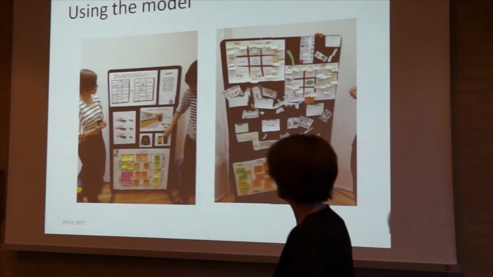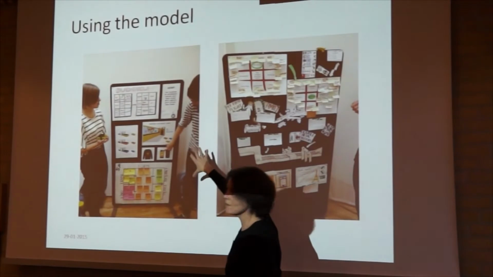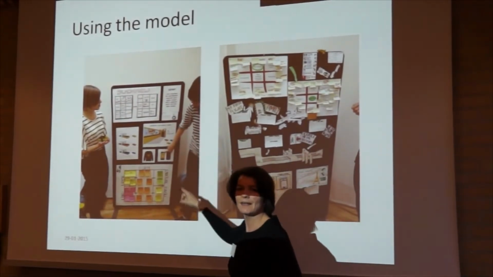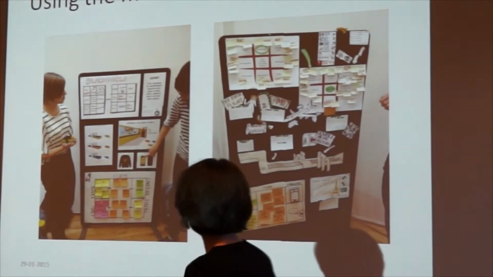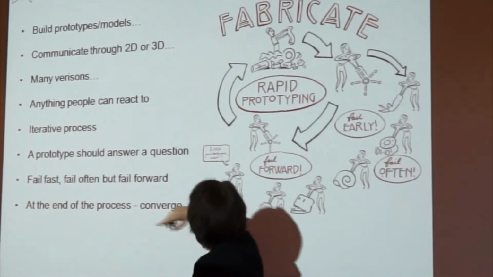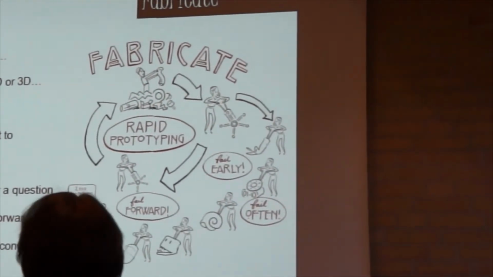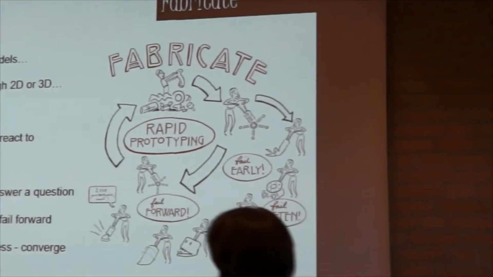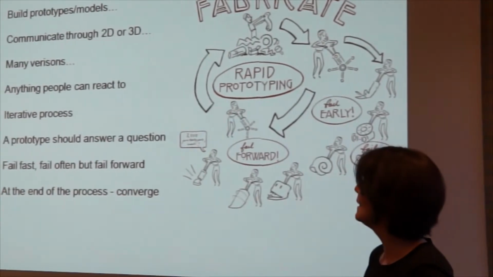That you can actually build upon afterwards. And here we can see we actually took our first semester students, 200 students, through this model, and they came up with so many great ideas that the company had given us another assignment. And here you can see they go a little step further. Now they go into fabricate, so now they need to make the prototype. You build the prototypes, you communicate through 2D or 3D.